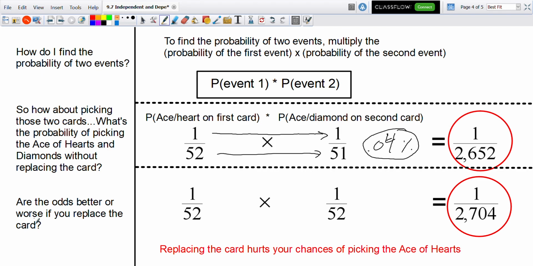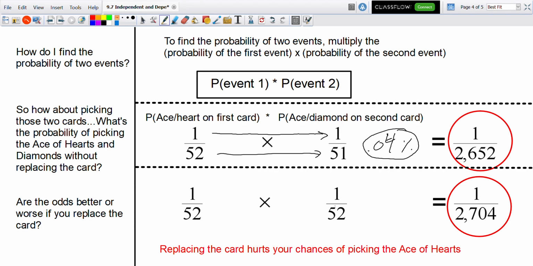Let's see, are the odds going to be better or worse if you replace that first card? So if I put that first card back in after picking the ace of hearts, is it going to be worse or better? Let's look. Again, the probability of picking the ace of hearts on the first card is 1 out of 52 chance. I'm looking for exactly the ace of hearts out of 52 cards.